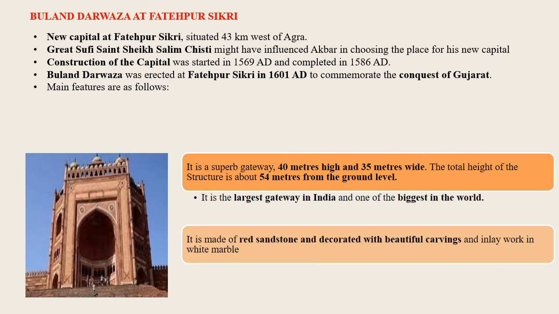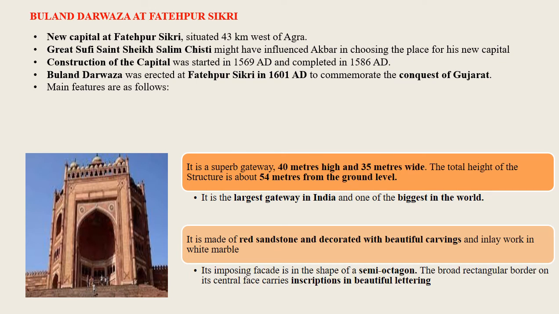It is made of red sandstone and decorated with beautiful carvings and inlay work in white marble. Its imposing facade is in the shape of a semi-octagon. The broad rectangular border on its central face carries inscriptions in beautiful lettering. A verse from the teachings of Jesus Christ was also included in the inscriptions, revealing the religious tolerance and broad-mindedness of Akbar.